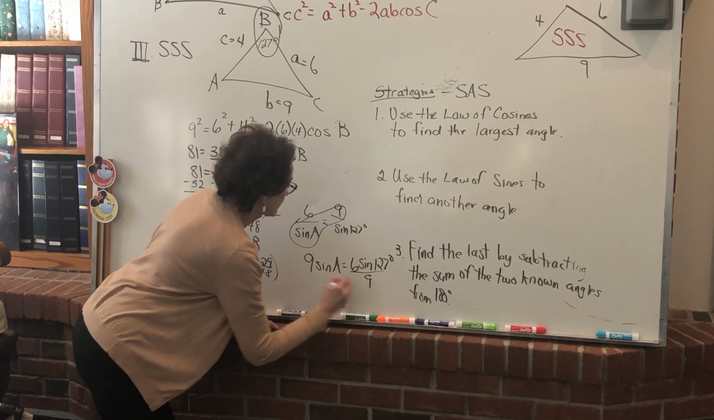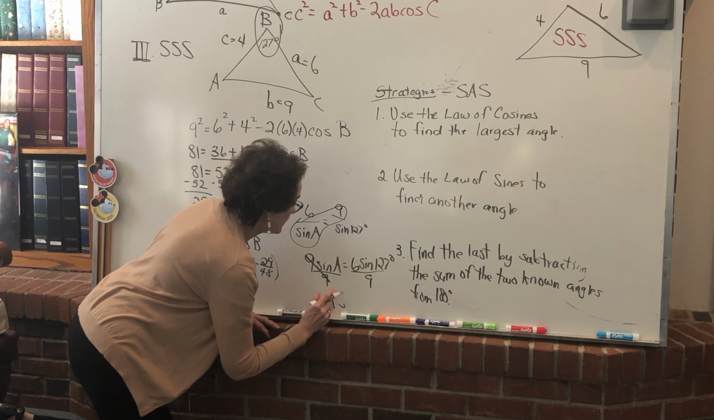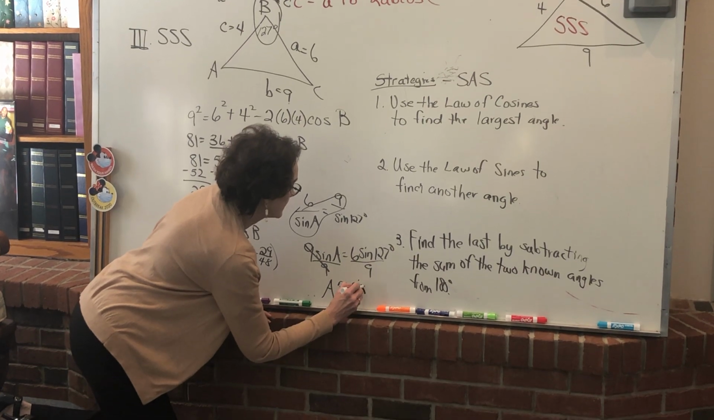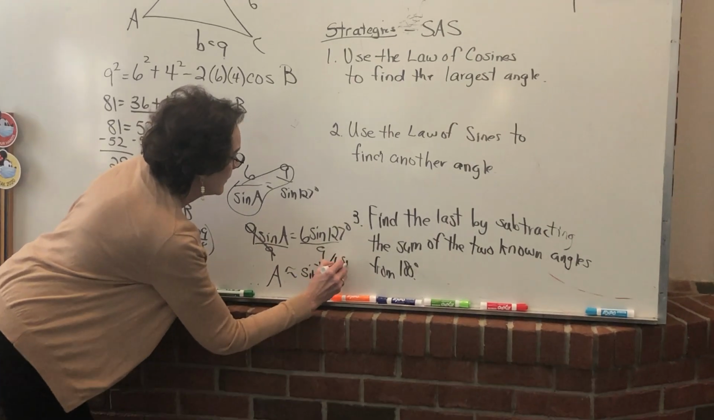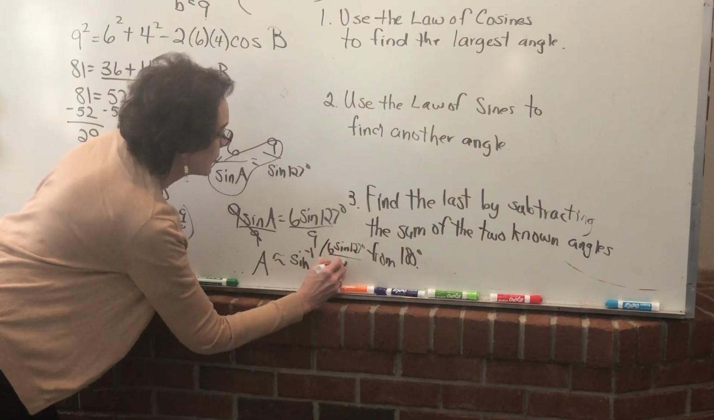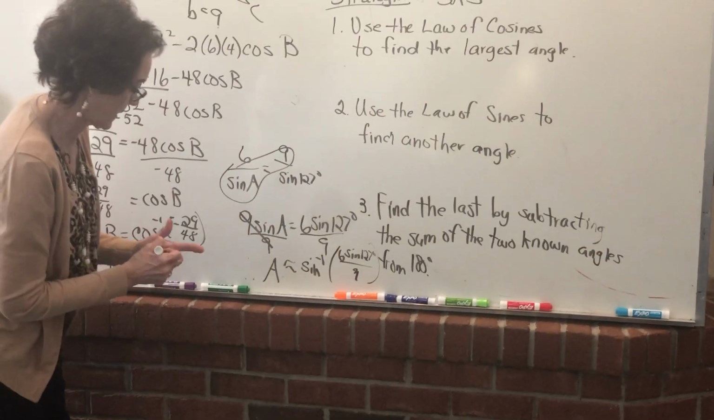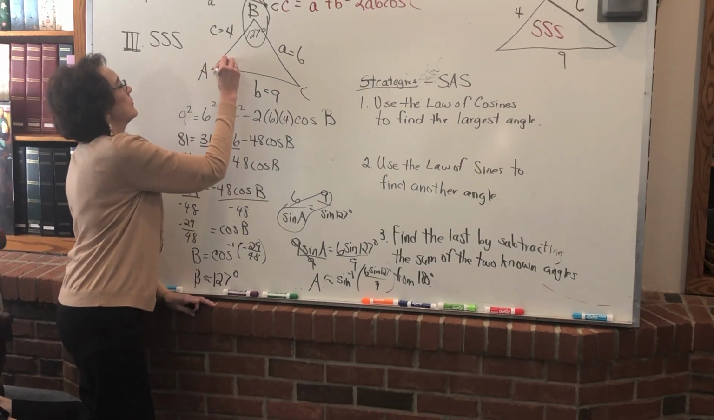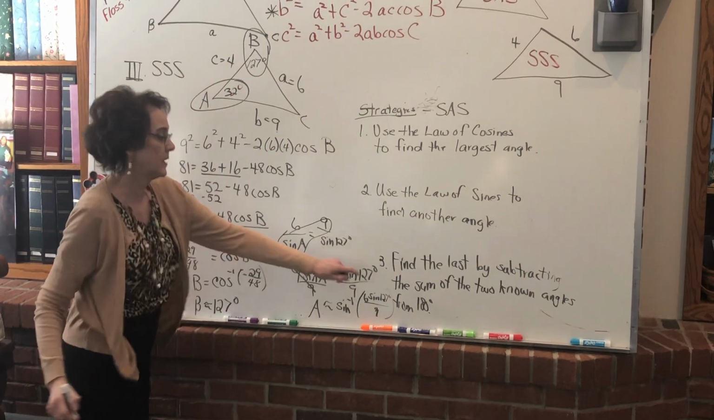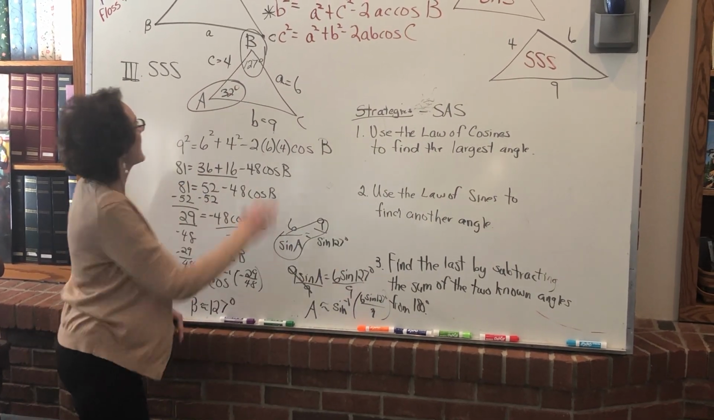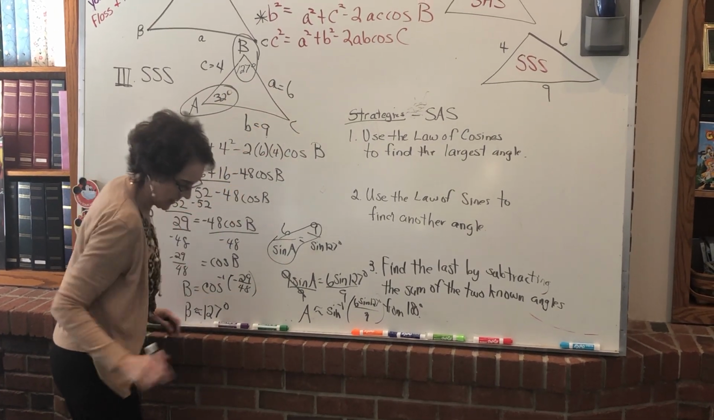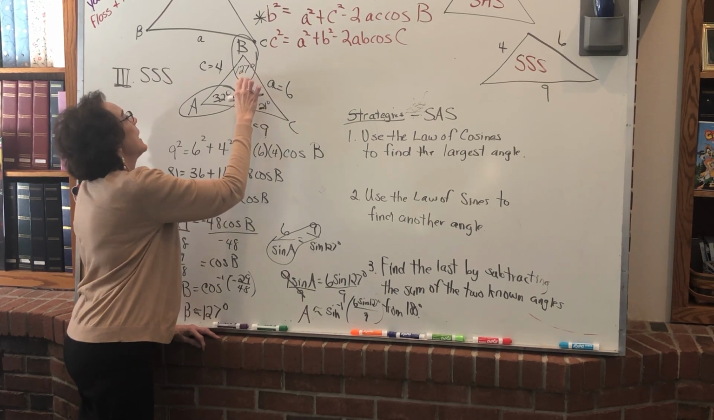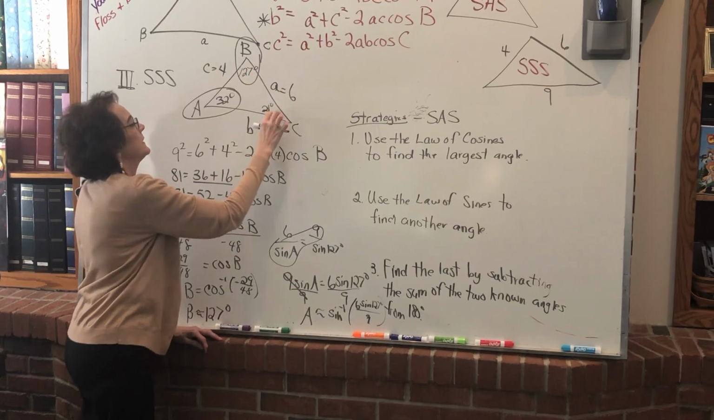Divide by 9. So A is approximately the inverse sine of 6 sine 127 degrees over 9. So you'll just pop that in your calculator and you should get about 32. Then number 3 is the same as on your strategies. Just add these 2 together and subtract from 180. And I have done that and it's 21 degrees. Let's make sure that's right. That would be 159, yeah, 21 degrees.